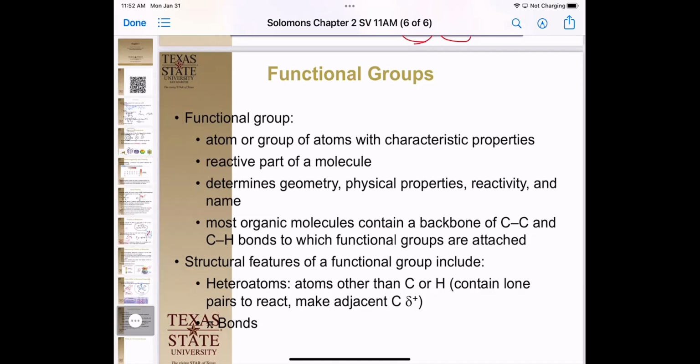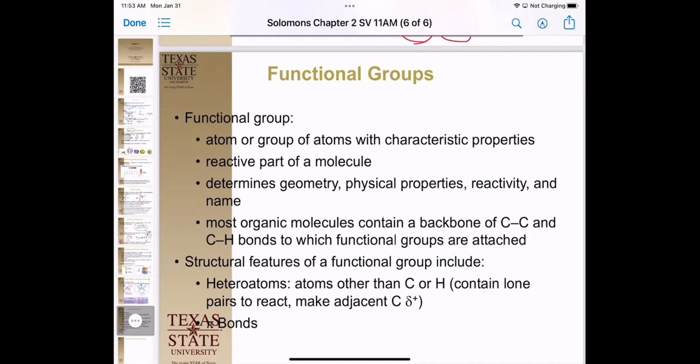So functional groups are really important. Geometry is controlled by the hybridization plus the number of bonds, because electronic geometry is different than molecular geometry. Make sure that electronic geometry is your hybridization, molecular geometry is your number of bonds. Physical properties: what kind of bonding it does between molecules, what is its molecular weight, etc. Reactivity: does it react with oxygen? Does it react with hydrogen? Does it react with halogens? What does it react with? And then the name. We know alkanes.